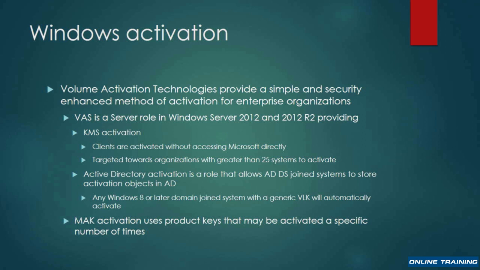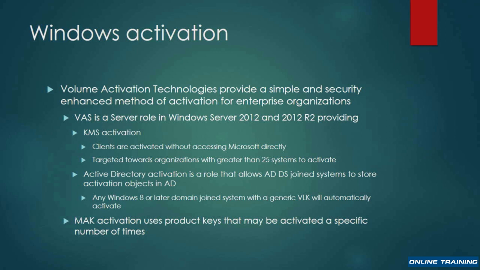However, the activation isn't actually triggered unless you've got at least 25 computers to activate at one time. And so that is targeted towards those types of environments. That's not a very large environment, but you'd have to at least be deploying that number. Active Directory activation is a role that allows AD-joined systems to store activation objects in Active Directory. This will work for anything that's Windows 8 and later, which of course includes Windows 10, and it has to be a domain-joined system.